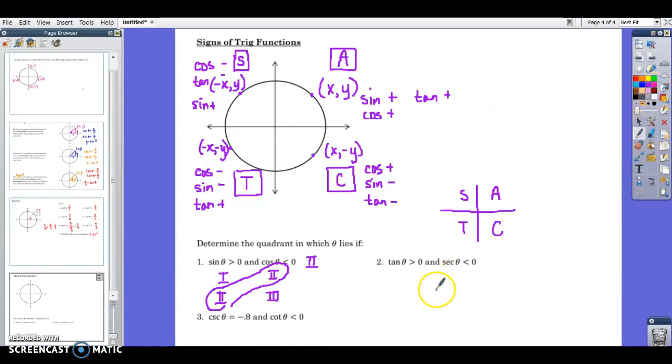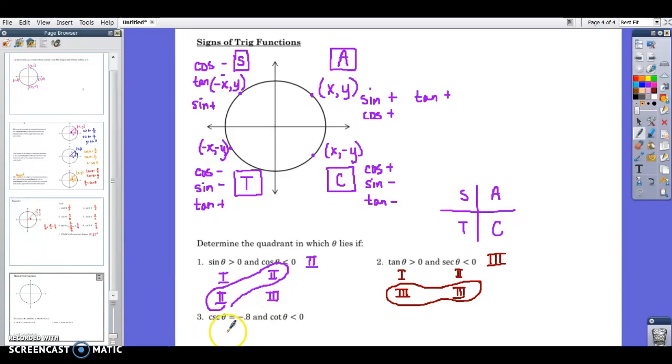Okay, in the next one, tangent is positive. Well, tangent is positive in 1 and 3. Secant is negative. Remember, secant flips cosine. So wherever cosine is negative, secant is negative. Cosine is negative in 2 and 3. So my answer here is quadrant 3.